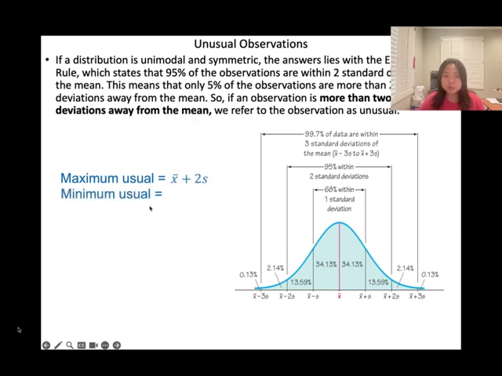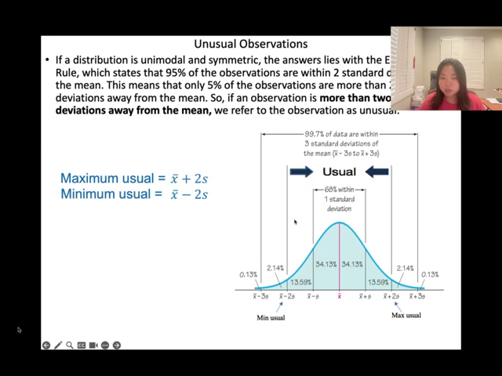Okay? So maximum unusual and the minimum unusual. Maximum unusual is the mean plus 2 standard deviations. Minimum unusual will be the mean minus 2 standard deviations. So you could think about it, this is going to be the point here. If the data exists at this part, we consider this maximum unusual. If less than the minimum unusual, we consider this a minimum unusual value. So I would draw the picture like this.